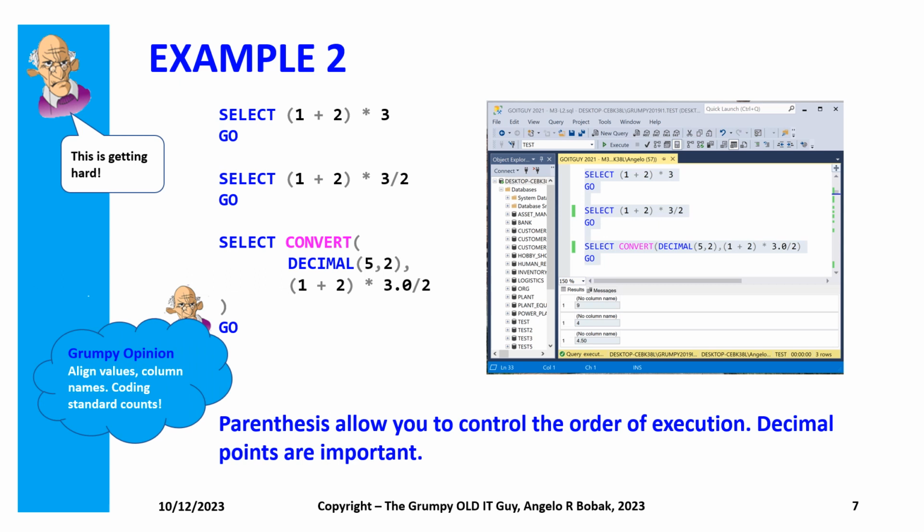Here is our next example that shows 3 queries. First query. Select 1 plus 2 multiplied by 3. Second query. Select 1 plus 2 multiplied by 3 divided by 2. And the third query. Select convert decimal 5, 2, 1 plus 2 multiplied by 3.0 divided by 2.